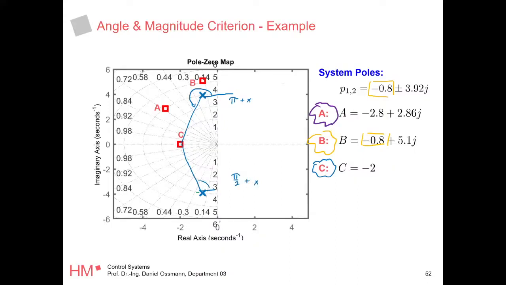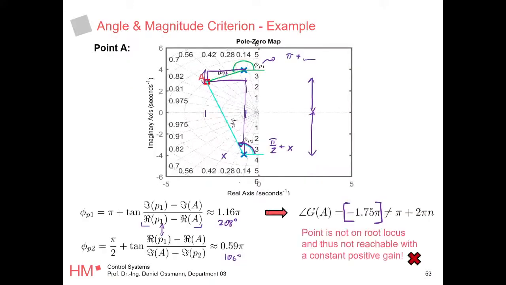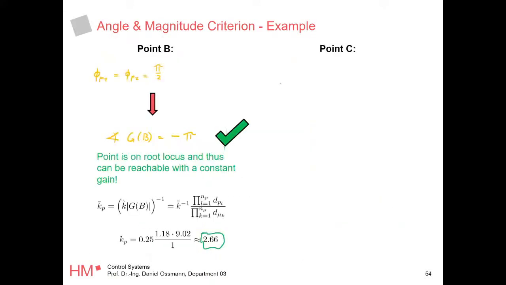Okay. I encourage you to do this as an exercise on your own. The result is that your first angle is 1.41 pi, so it's about 245 degrees, and the second angle is 0.59 pi, so about, if you want to really measure it out, 106 degrees.